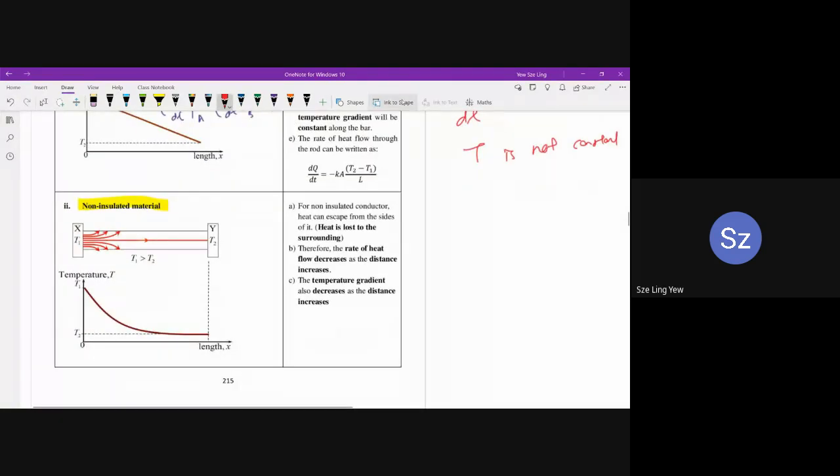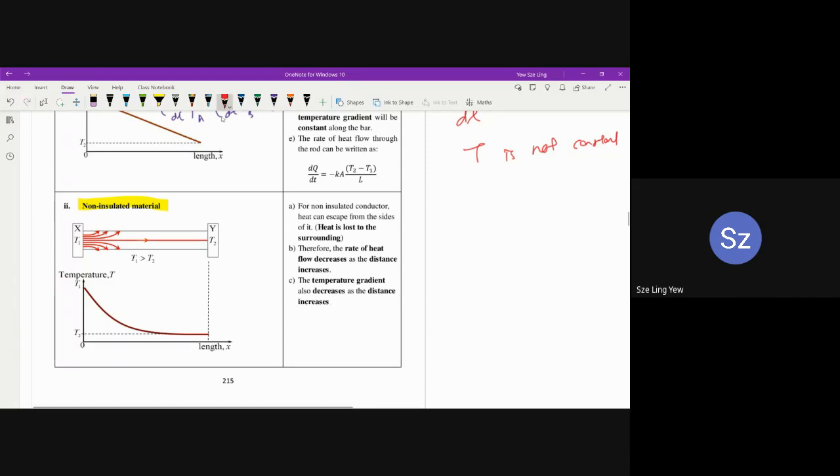Now, what happens in a non-insulated material then? For a non-insulated conductor, heat can escape from the side. So it means heat is lost, okay? This rod experiences energy loss to the surrounding. Therefore, the rate of heat flow decreases as the distance increases from x, as it gets further away from the source of the fire. So the temperature gradient also decreases as the distance increases.